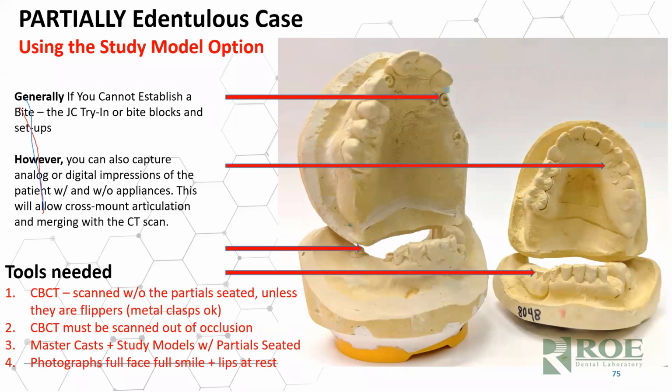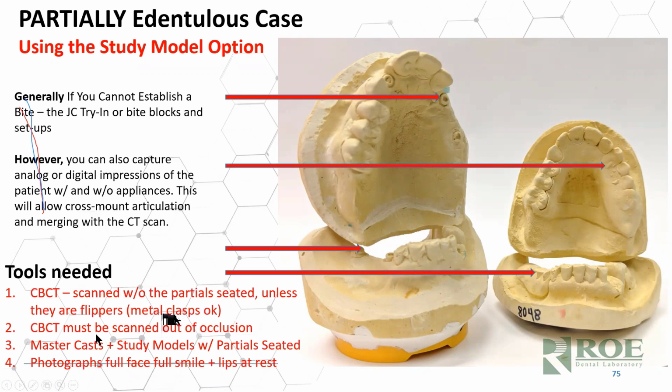And this is all on that checklist. So I would highly recommend using the checklist for a partially edentulous case every time. But we can cross mount with this. So again, take a CT scan without the partial seated, unless they're flippers, which is kind of a nice thing. If you can take a flipper, the patient can seat it, you can put them in occlusion, and that is fine, even if they have metal clasps.